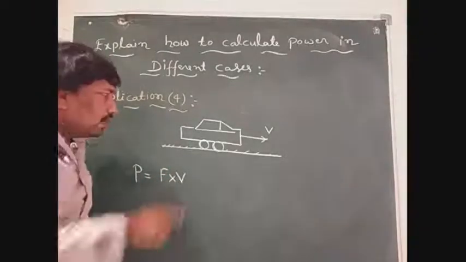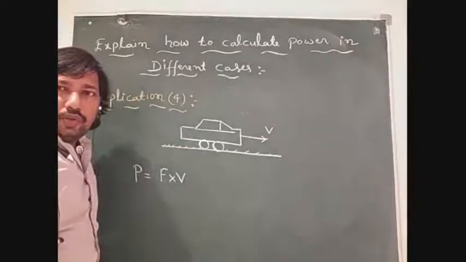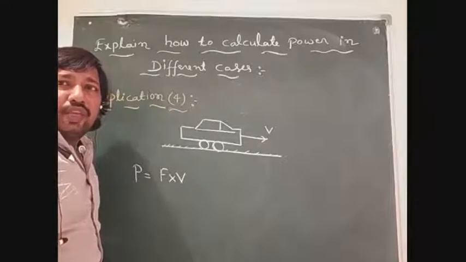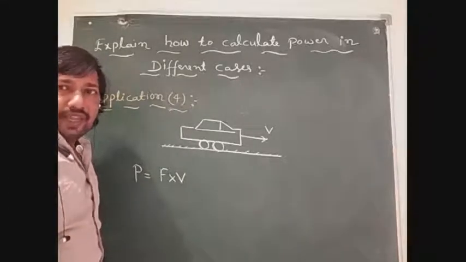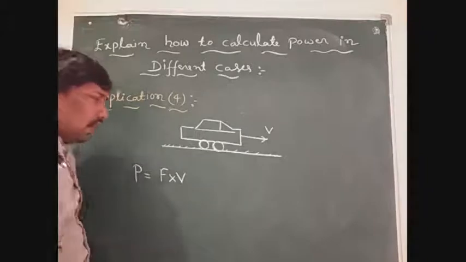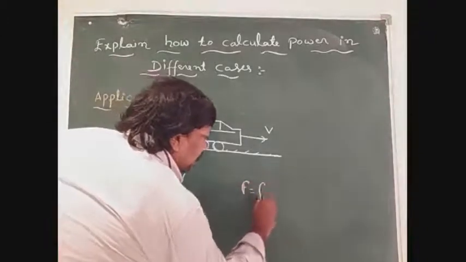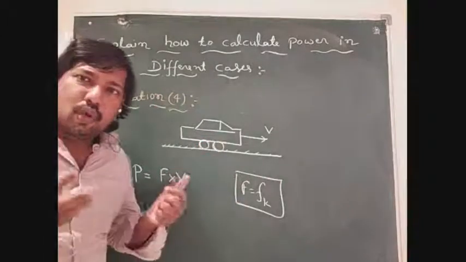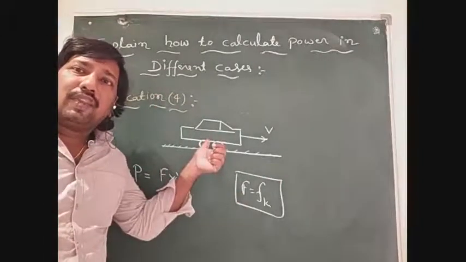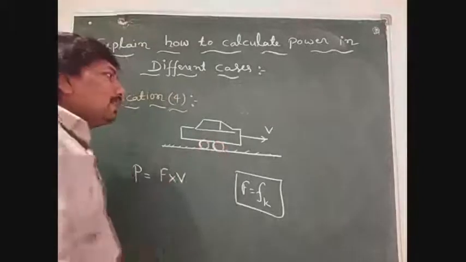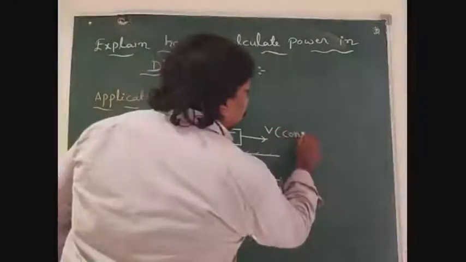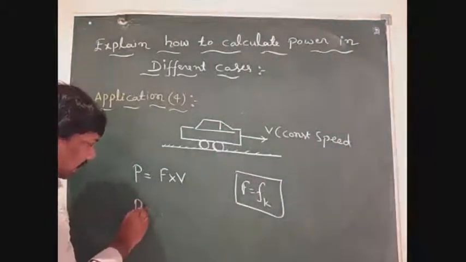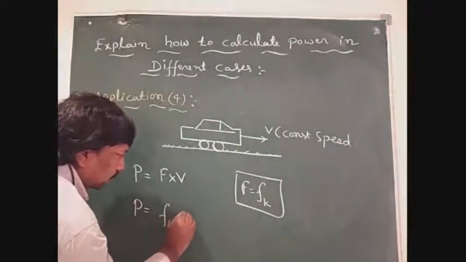This is the rough road. The applied force of the engine is balanced by the kinetic friction. Therefore F is equal to Fk, because in this case there is no acceleration, as the car is moving with constant speed. Therefore P equals Fk into V.